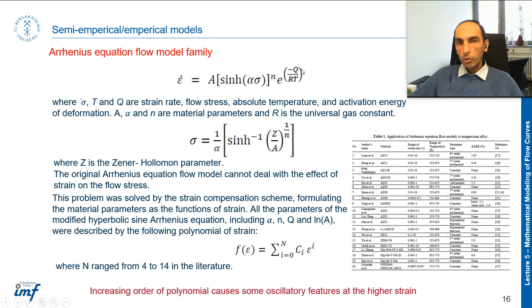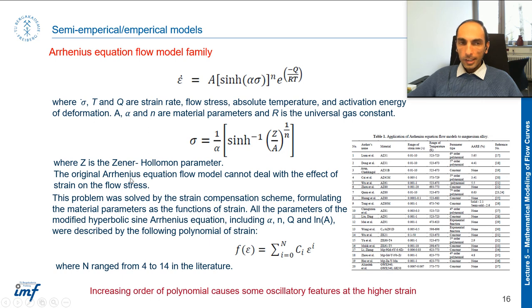Or you can rearrange this equation, because our purpose is flow stress. So then we can rearrange this equation in this form and obtain the flow stress. And of course, we can make it abstract by putting the Zener-Hollomon parameter here instead of strain rate and temperature together.